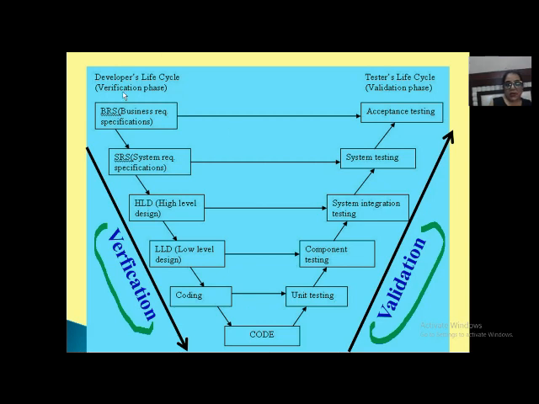You can see here, this is your developer's life cycle. On the left hand side you have the developer's life cycle, and on the right hand side you have the tester's life cycle. On the left hand side you have a verification phase. On the right hand side you have a validation phase. Parallelly both validation and verification go on. That is why many times we call it the V and V model also. What is this? This is the verification and validation model, right?